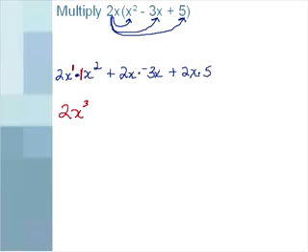Next, I'm taking 2 times negative 3, which gives me a minus 6. X times x. I have two bases that are the same, so I add their exponents. They both have exponents of 1, so that gives me x squared. And then for the last one, 2 times 5 gives me a positive 10, and I have the x that I multiply by the 10. And that's my final answer.